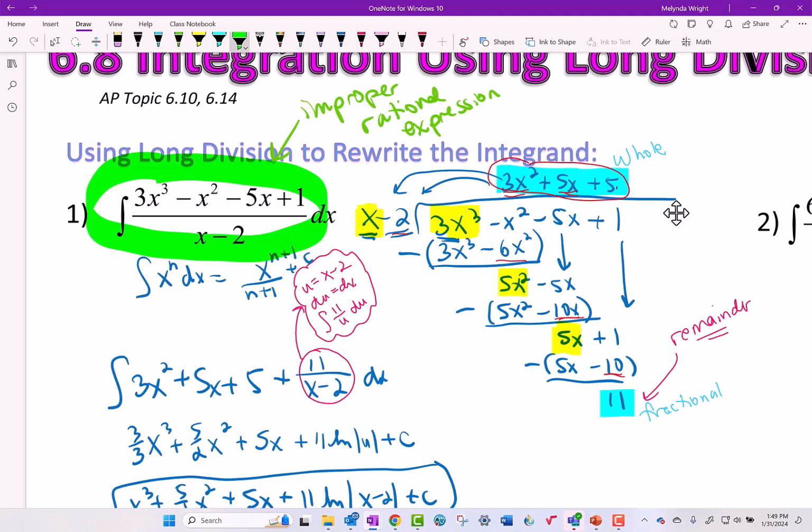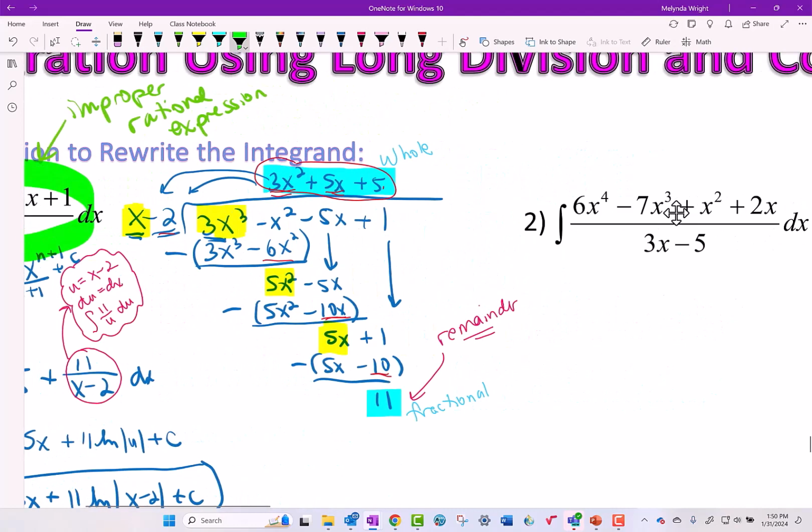Okay, it's improper. It would still be improper if this were an x to the first power. To not be improper, this degree needs to be smaller than the denominator degree. Okay, really important. Otherwise, you're not going to know when to do this. You would do this technique when you have an improper rational expression. Okay, are we okay? So let's look at the next one.